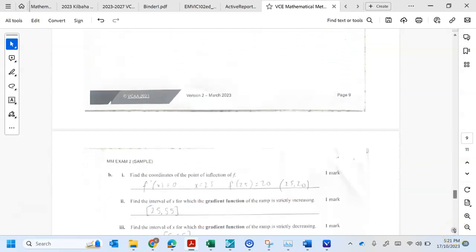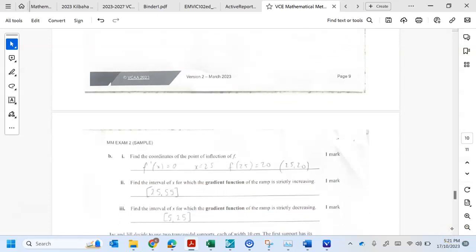All right, find the coordinates of the point of inflection of f. So for points of inflection and stationary points, we have the derivative equal to 0, which is quite easy. You can just do that on the calculator. Just make sure you do write the coordinates. So 25, 20 are your coordinates.